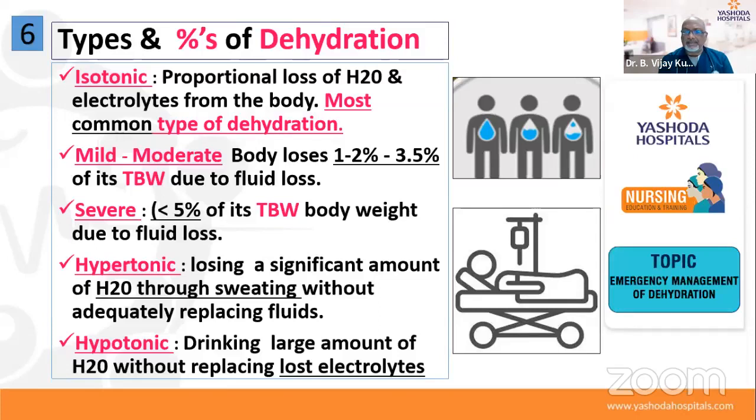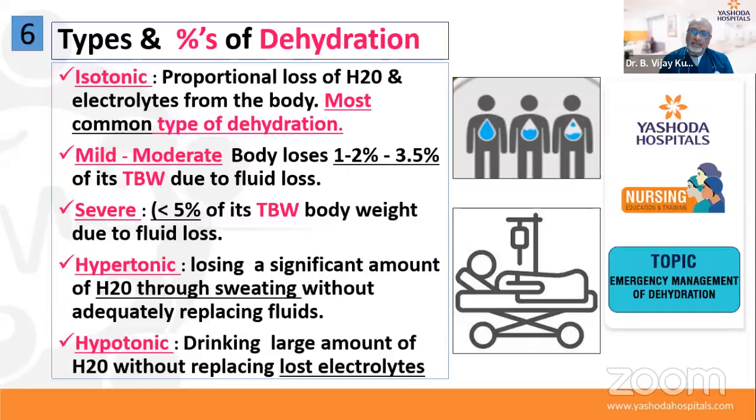The good thing about isotonic losses is that once you replace the fluid volume, the patient is able to drink water. Water and routine electrolyte solution will help, and that will solve most of the issues.